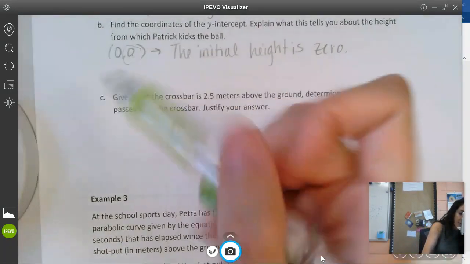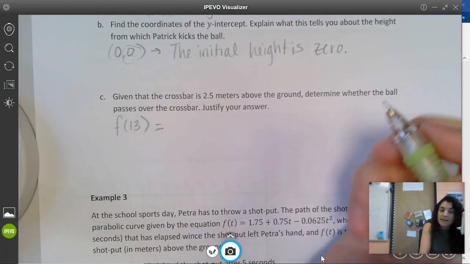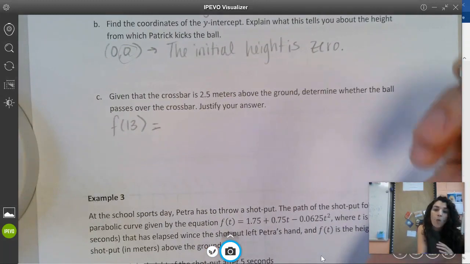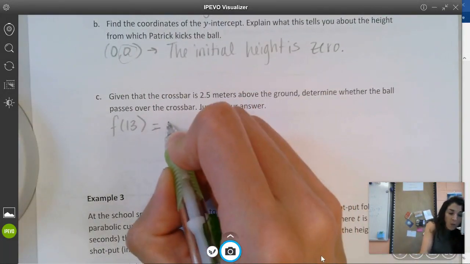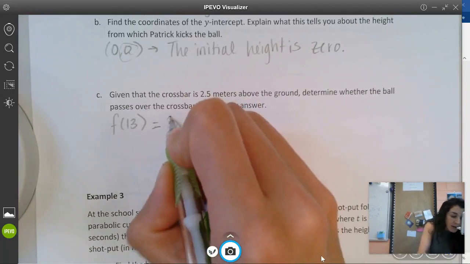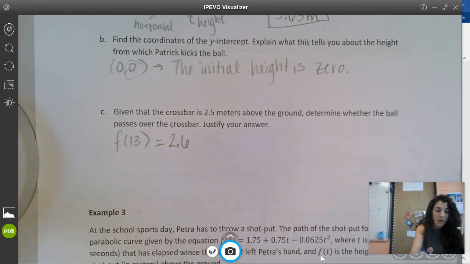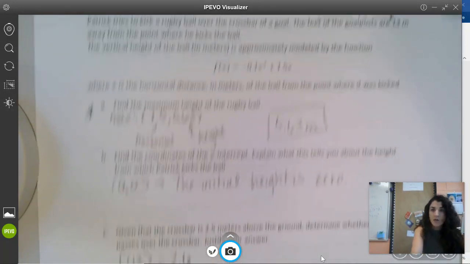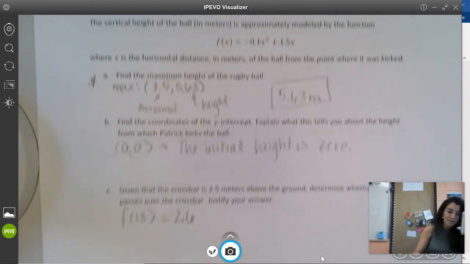So I can say f of 13, or in other words, when x equals 13, 13 meters away from where I kicked the ball, or Patrick kicked the ball, y, or the height of the ball, is 2.6. Okay, so when we kicked the ball, it gets to the goalpost, to this crossbar over here, and instead of being at 2.5 where the crossbar is, it's now 2.6. It's slightly above the crossbar. So that's the answer there.